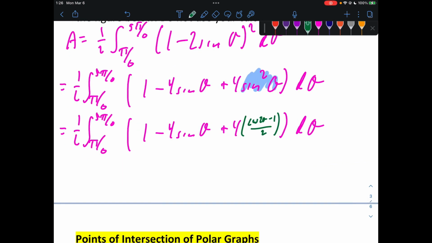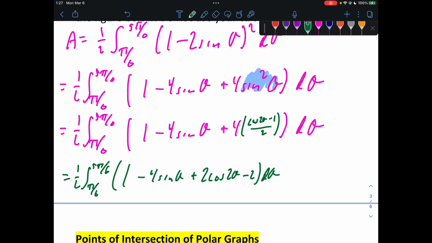Now we can continue on. So 1 minus 4 sine theta. 4 over 2 makes 2. So 2 cosine 2 theta. And if I distribute the 2 there, minus 2 d theta. And if I simplify any further, 1 minus 2 is just negative 1.